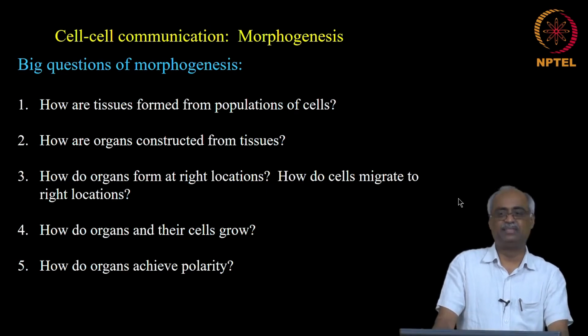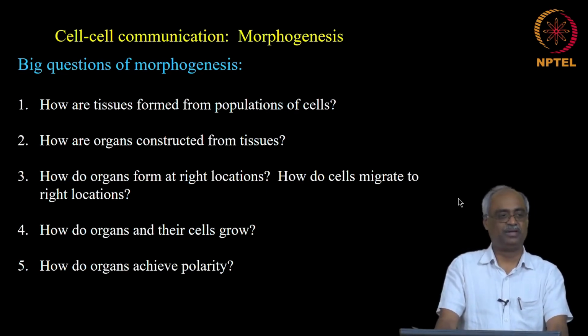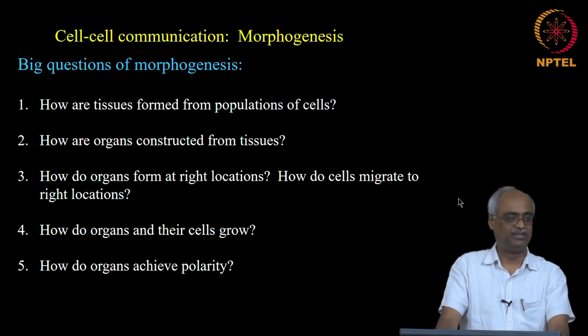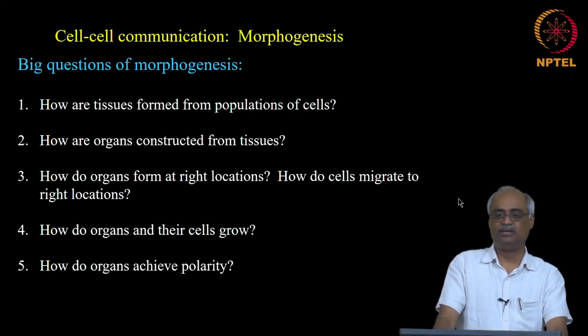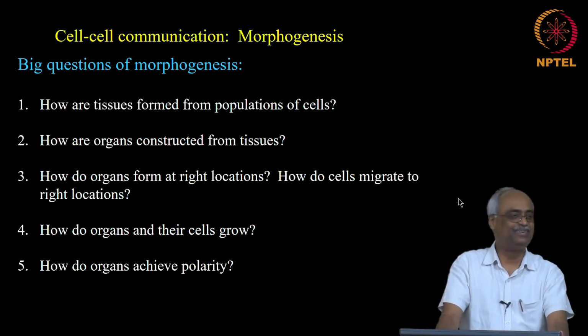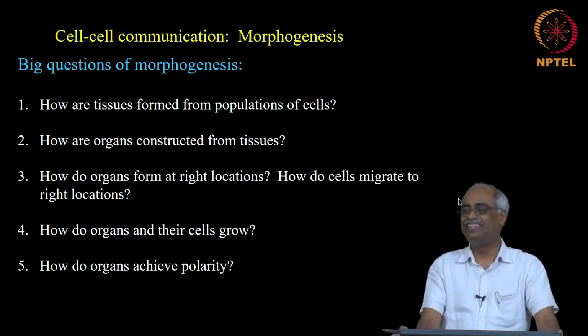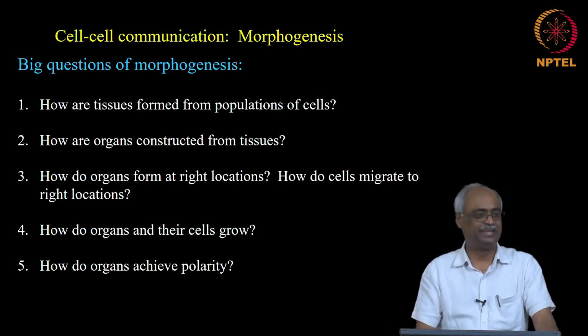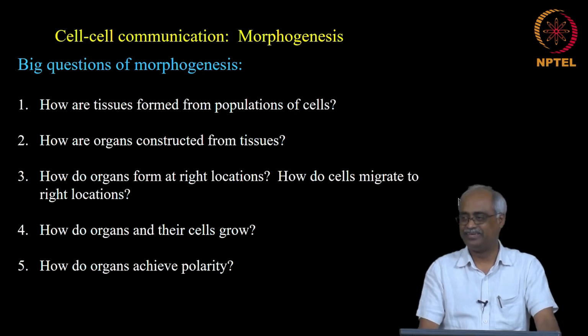Then, let us say the right cell types form the right tissues, and the right tissues at the right location form the organ, and the organ is at the right place, but it still needs to grow, right? Your eye is not the same as how it looked when you just came out. You look very different now. So how they all grow proportionally, that is very, very important.